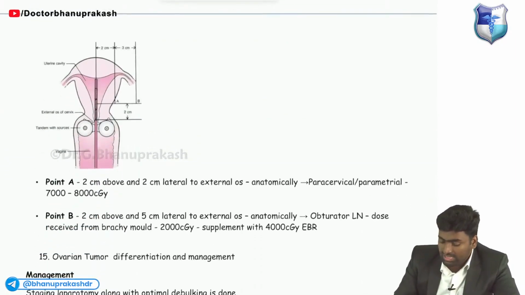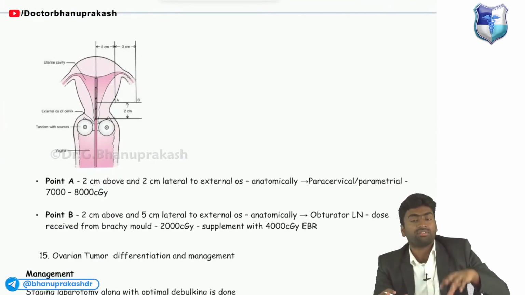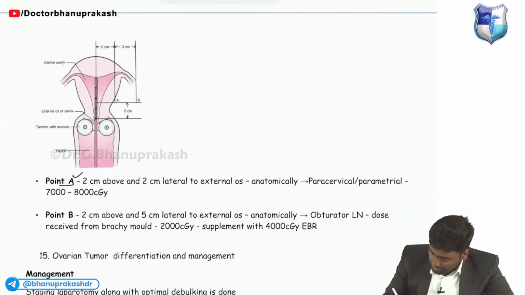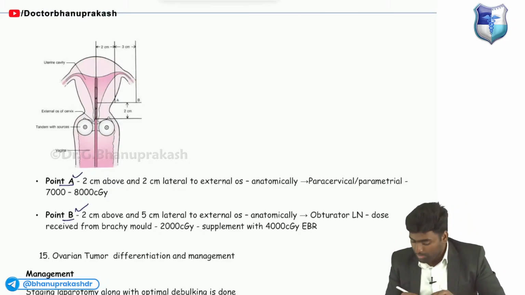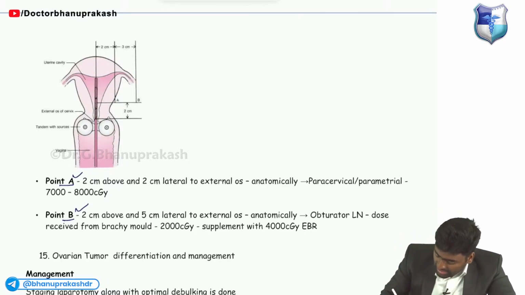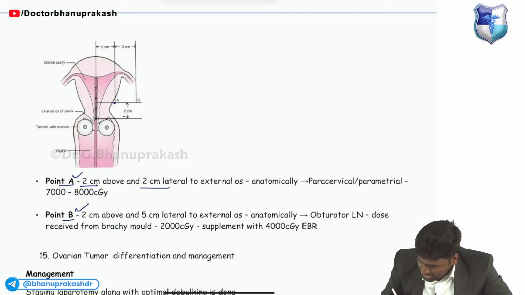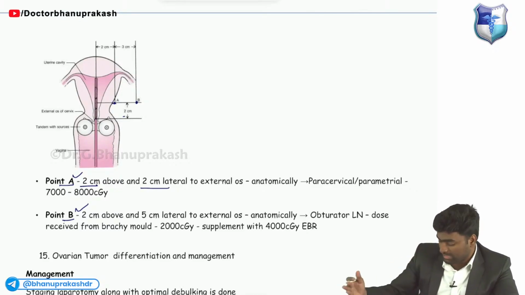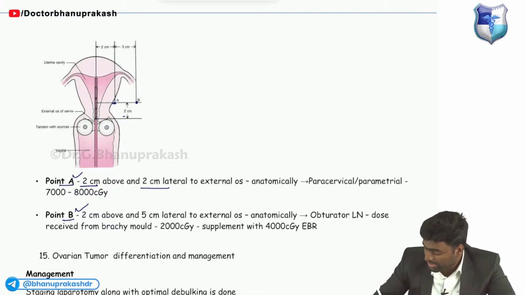Okay, so see, there are 2 points which we use for radiotherapy in the case of cervix. There is point A and point B. If you see about point A, it is 2 centimeter above and 2 centimeter lateral to the external os. Whereas point B, it is what? It is 2 centimeter above, but it is 5 centimeter lateral to the external os.